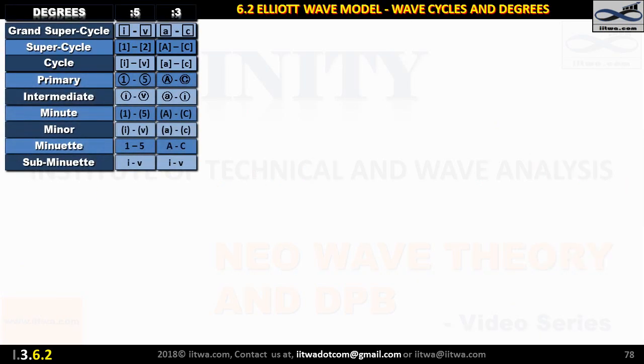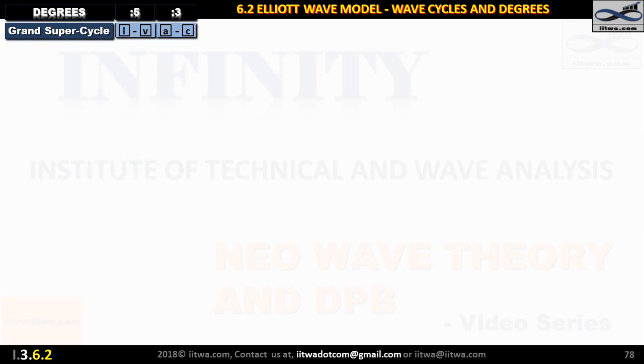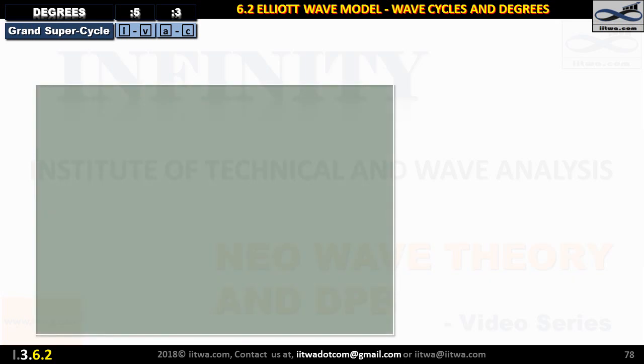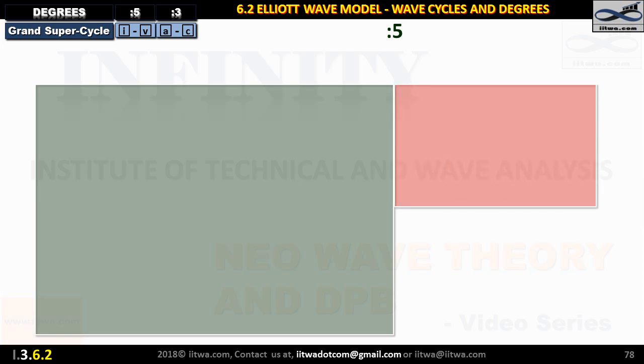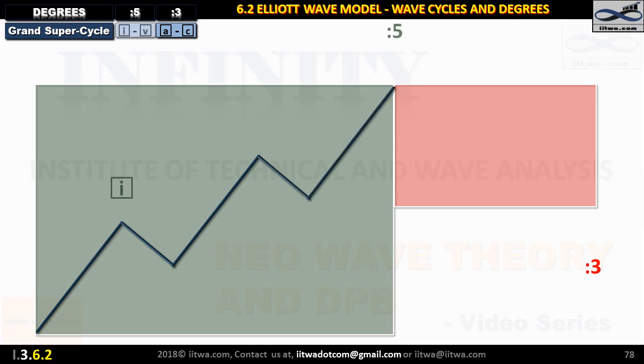The grand supercycle degree wave cycle has 2 phases. The first phase is the impulsive phase, shown with a greenish rectangle area and with base structure 5. The second phase is the corrective phase, shown with a reddish rectangle area and with base structure 3. Friends, now this colon 5 means there are 5 waves of grand supercycle degree, labeled as Roman numbers 1, 2, 3, 4, and 5 in square brackets.